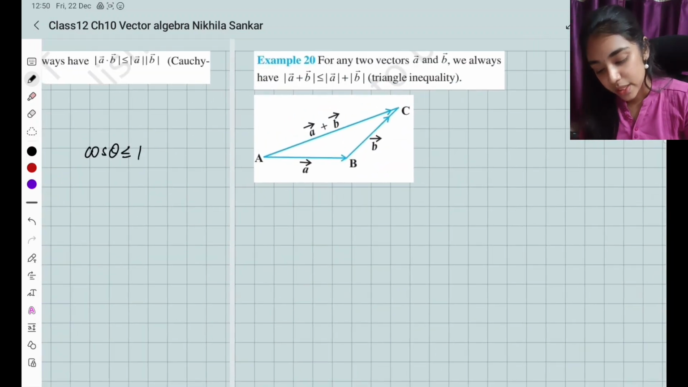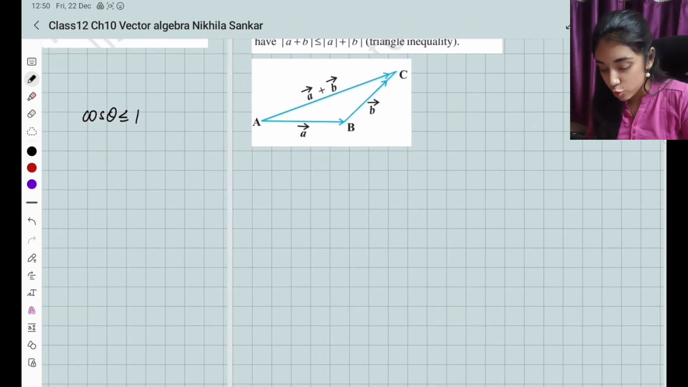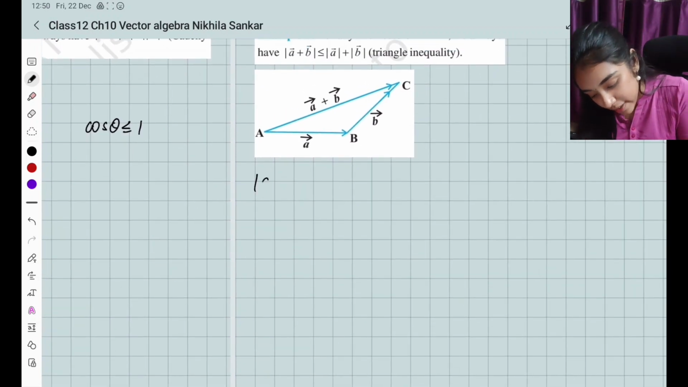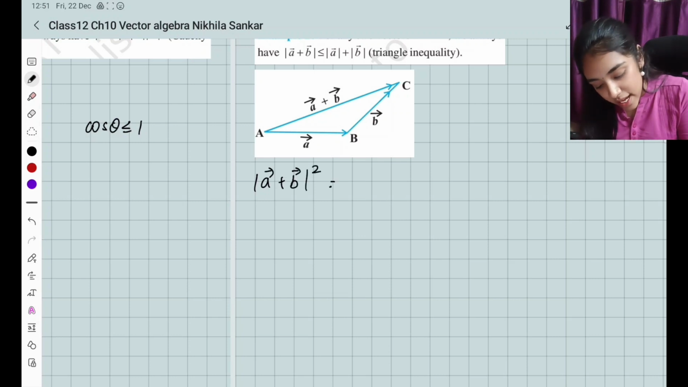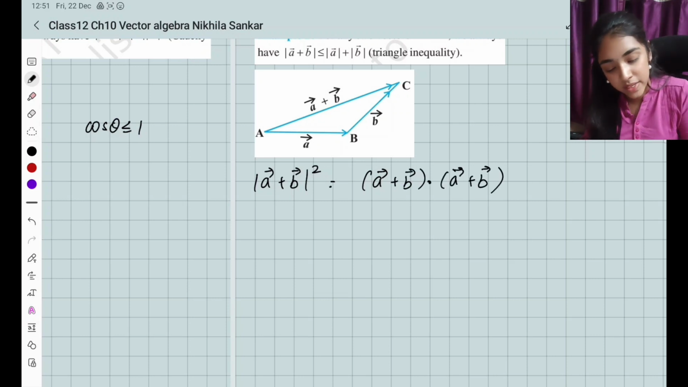Now, example 20. For any two vectors, we always have the triangle inequality, and we are asked to prove it. How are we going to prove this? It is the same method we used two questions before. So, when I square this, I'm going to have a plus b dot product a plus b. Understood? Why am I doing this?